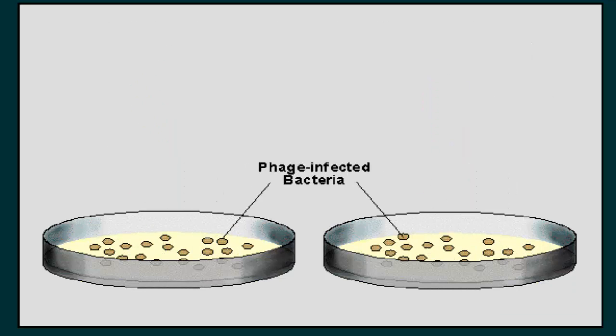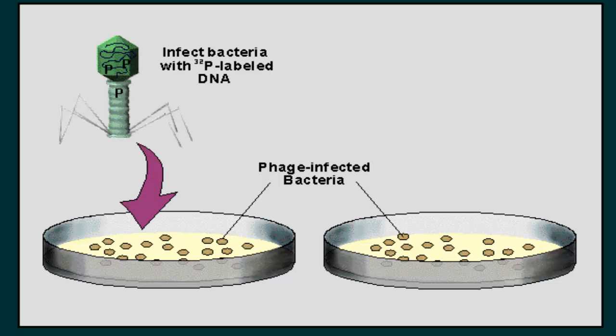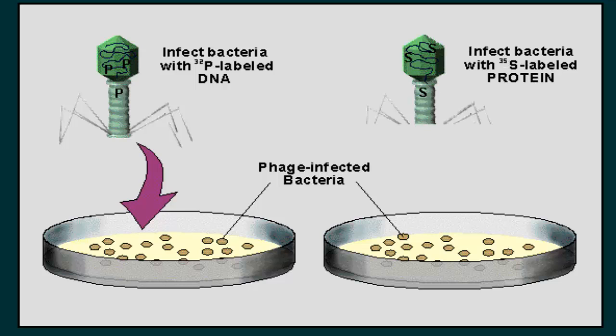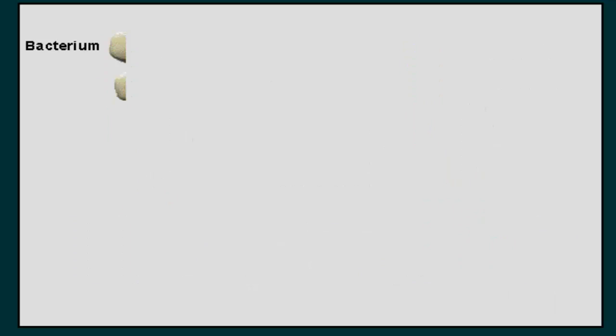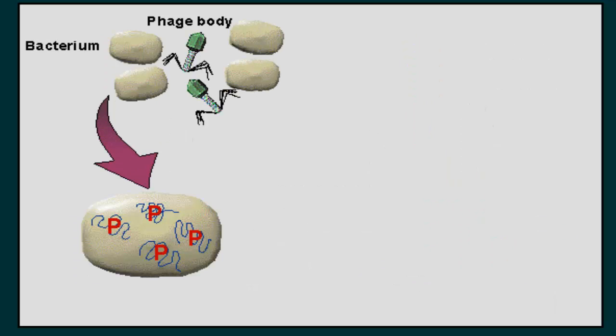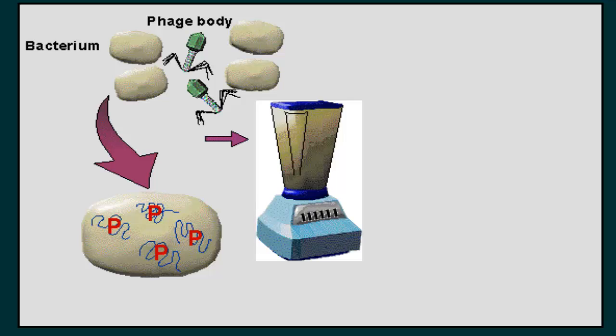Next, Hershey and Chase infected bacteria that had grown in a medium containing no radioactive elements. One culture of cells was infected with the phage containing hot DNA, and another culture was infected with phage containing hot protein. After the phage injected their contents into the bacteria, the researchers separated the phage body from the cell surface with an electric blender.